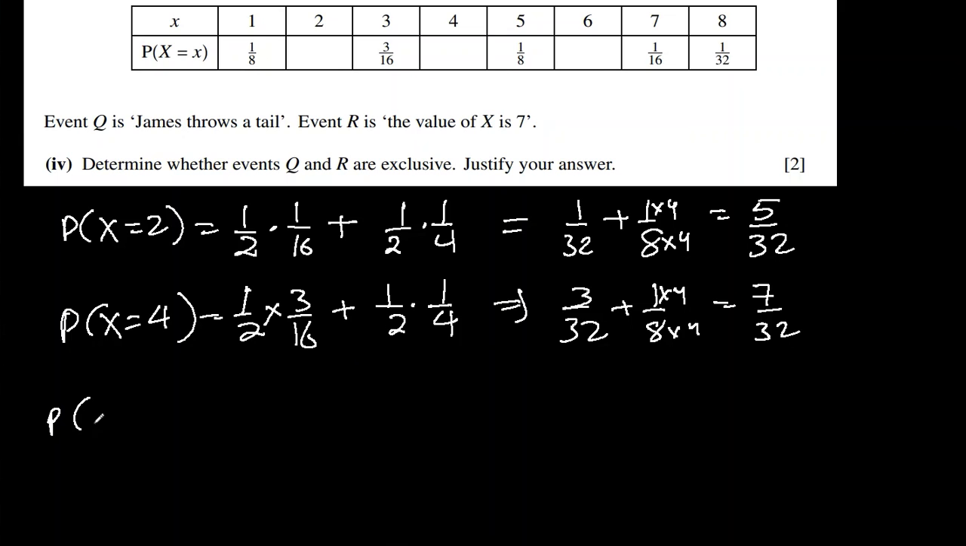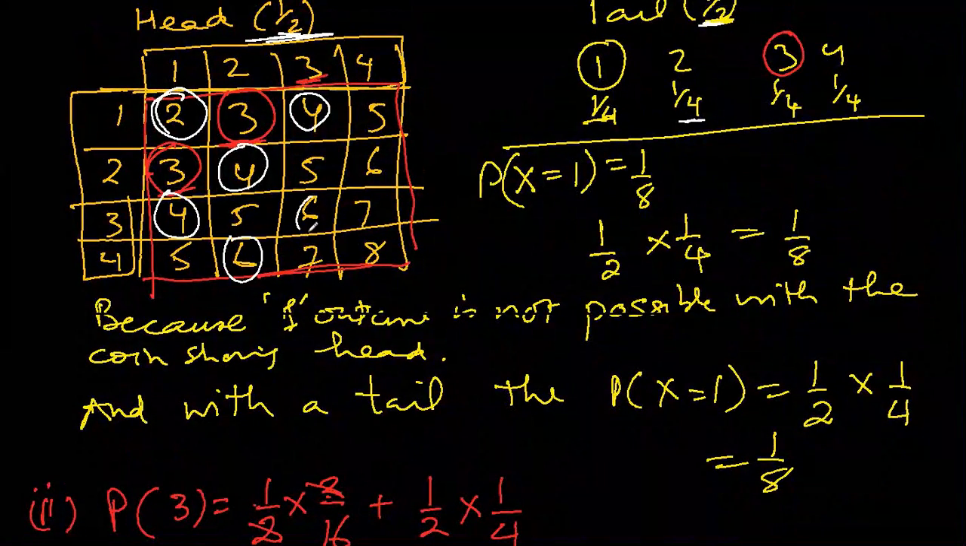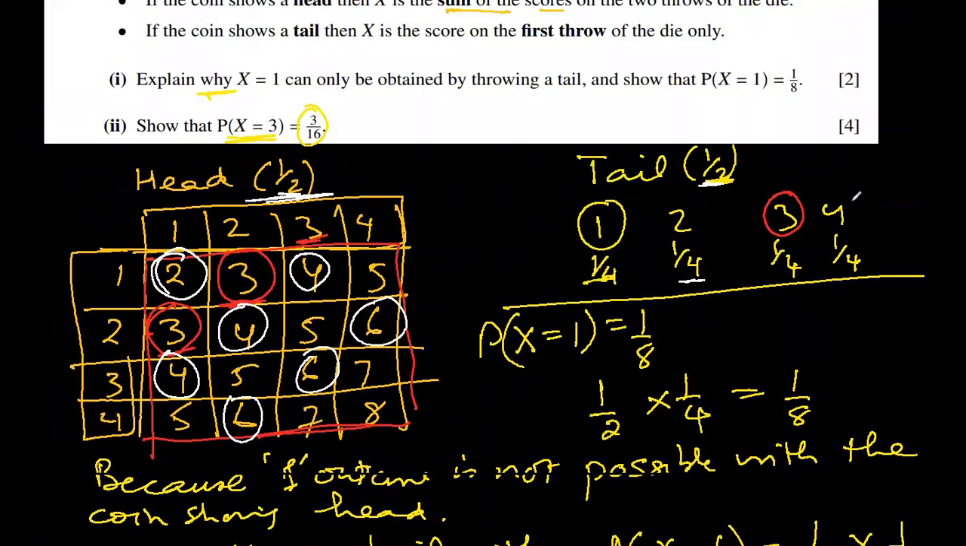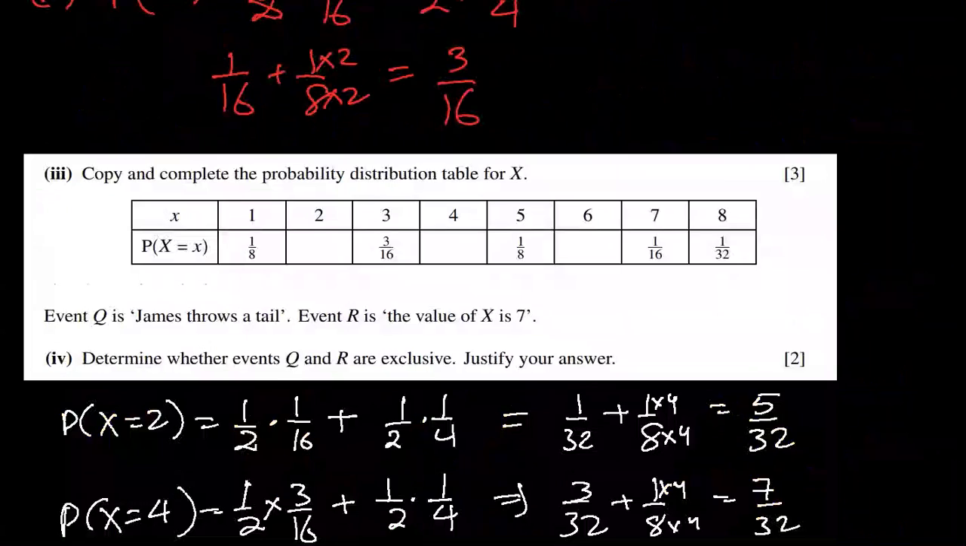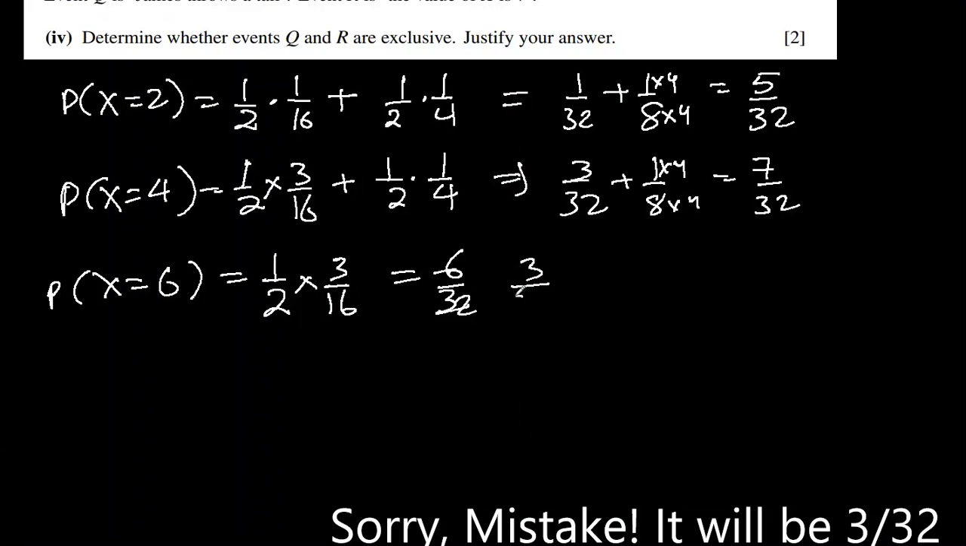All right, third one. P(X equal to 6) will be, first we'll get a head and then how many 6's are there in the table? 6's are 3 again: 1, 2, and 3 sixes out of 16. So 3 out of 16 is the probability of getting a 6. But there is no probability of getting a 6 in the second case. Look, it is 1, 2, 3, and 4. There is no 6. So that's the only one. 6 over 32. If you want to simplify this, 3 over 16.